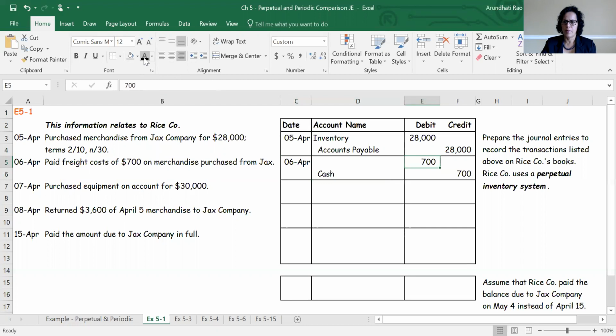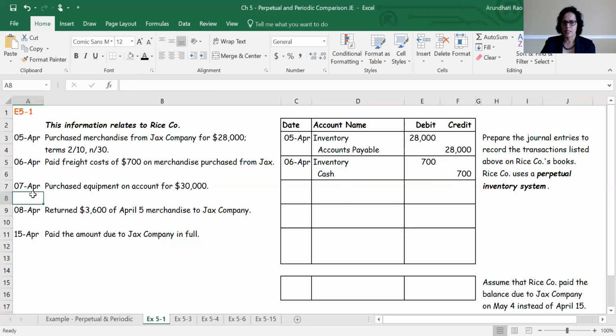What am I going to debit over here? Since I'm using the perpetual inventory system, this freight cost is added to the cost of the inventory immediately. That basically means my inventory now, the cost of my inventory, is $28,700. I have 2 debits over here. That's what I'm going to pay for the inventory itself, plus the freight cost.